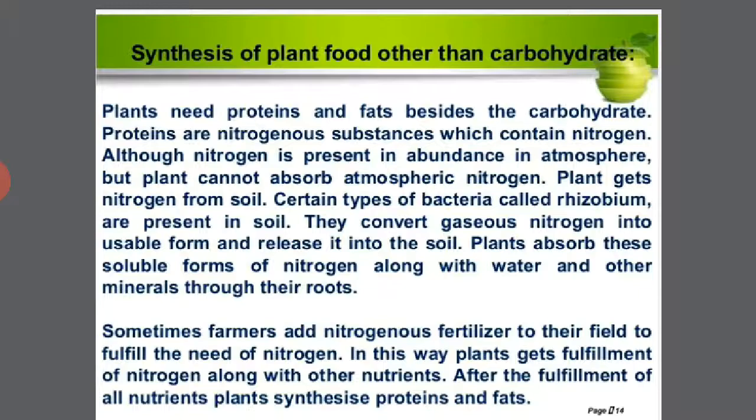Okay, sometimes farmers add nitrogenous fertilizers to their field to fulfill the need for nitrogen. In this way the plant gets its nitrogen along with other nutrients. After the fulfillment of all nutrients, plants synthesize proteins and fats. Okay, let's move further.